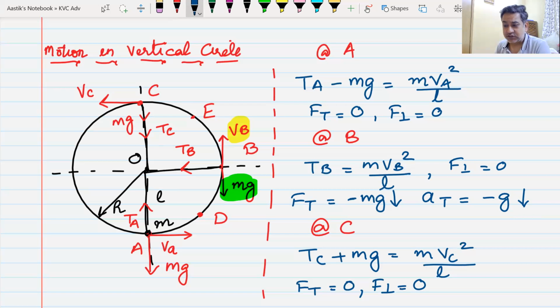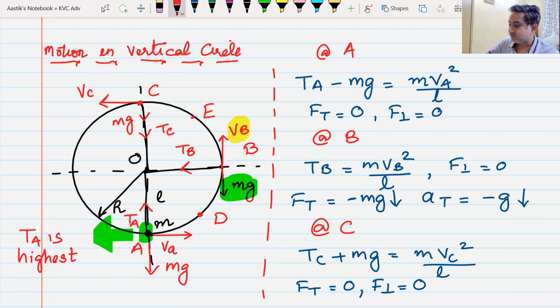Now, looking at this equation, you can understand certain important things about this. At which point do you think tension is highest? This does not require rocket science. This does not require physics. This is pure common sense. A, sir. Tension is highest at point A. Correct. Tension TA is highest.